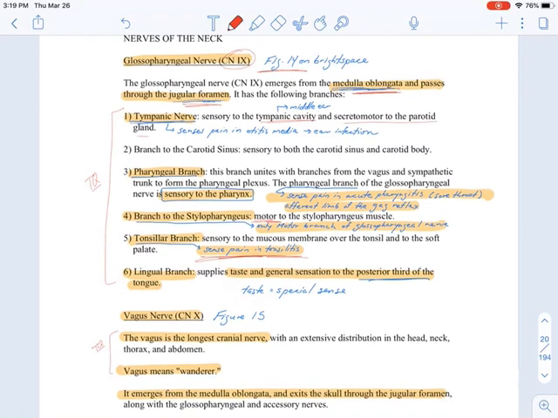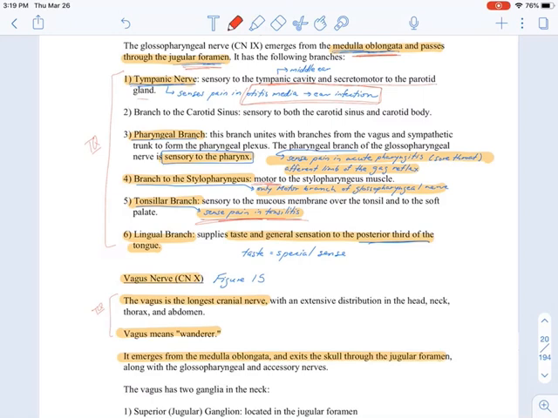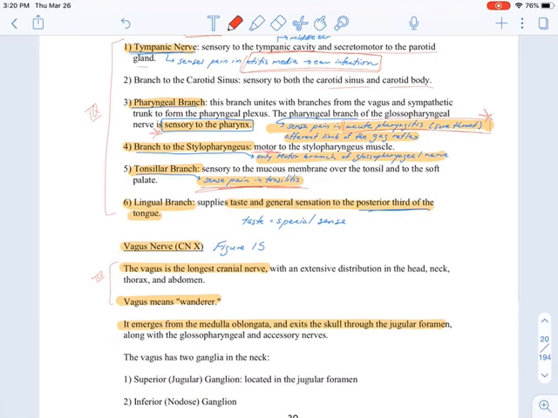Main thing here, that tympanic nerve is going to sense the pain felt when someone is dealing with otitis media or an ear infection. You then have the branch of the carotid sinus. These guys are straightforward, sensory to both carotid sinus and carotid body. Pharyngeal branch, sensory to the pharynx, and it will sense the pain associated with a sore throat or acute pharyngitis. It's also the afferent limb of the gag reflex.